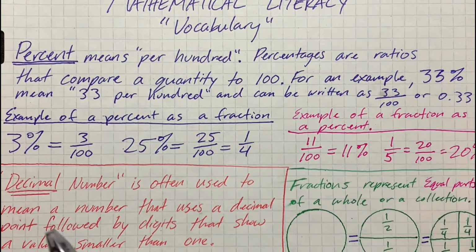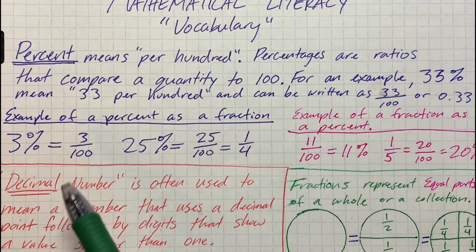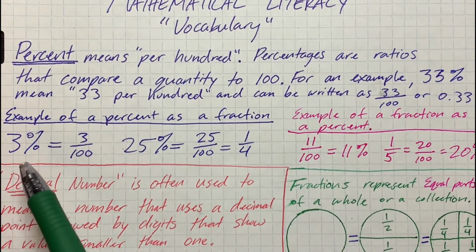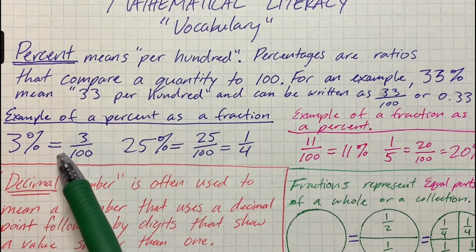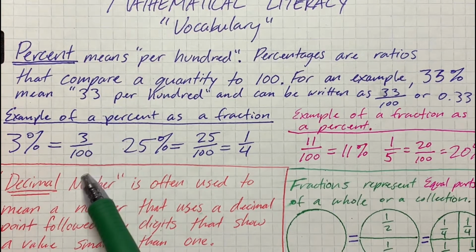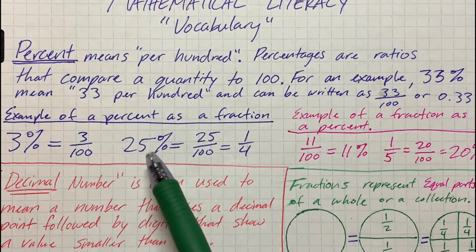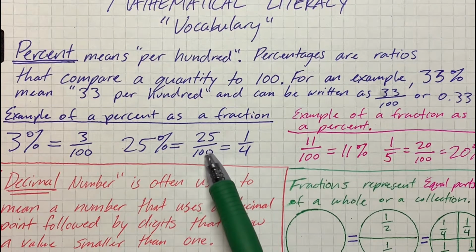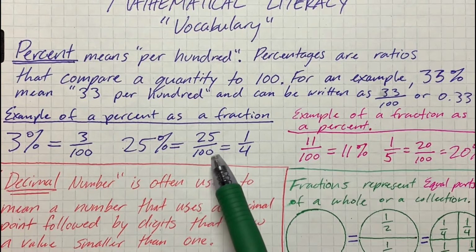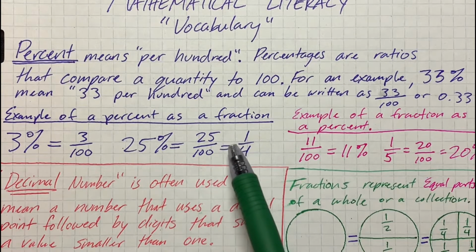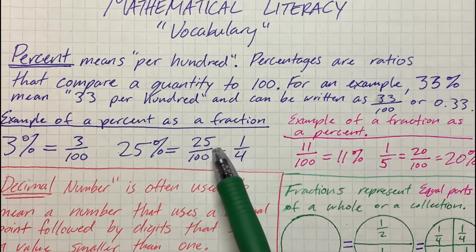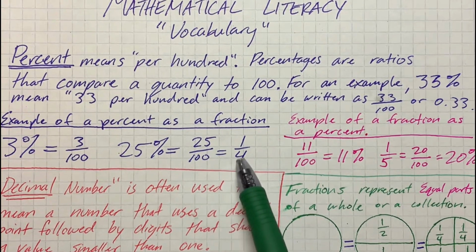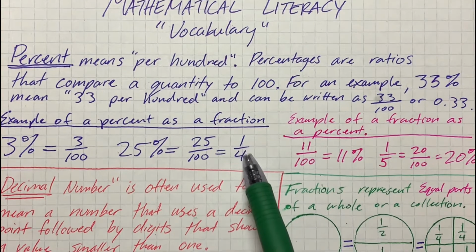Okay, so we have an example here, and this example is showing a percent as a fraction. So if we have 3%, that is going to be equivalent to 3 over 100. If we have 25%, that is going to be equivalent to 25 over 100. But if we reduce by 25, 25 can go into 25 once, and 25 can go into 100 4 times. So this would be the reduced fraction.